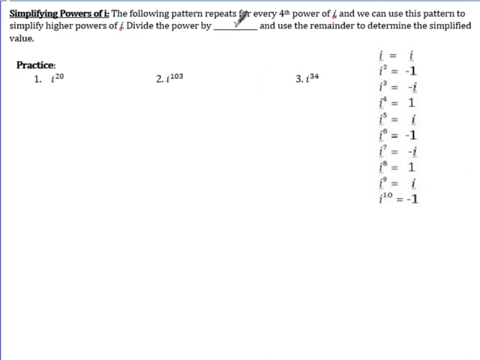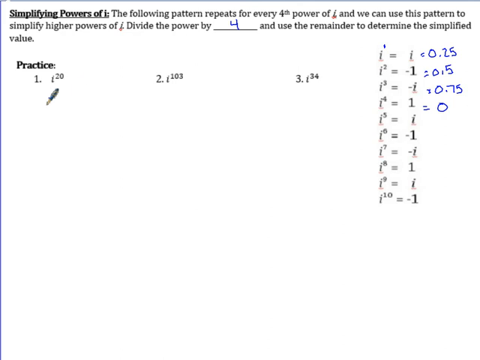So the process is we're going to divide the power, the exponent, by 4, and then we're going to use the remainder. So this is i to the first power. If I did 1 divided by 4, that would equal 0.25. What that means is any number that has a remainder of 0.25 is going to be equal to i. If I did 2 divided by 4, that would be 0.5. So anything that I divide and get 0.5 is equal to -1. 3 divided by 4 would be 0.75. So anything with 0.75 as a remainder is going to be equal to -i. And then 4 divided by 4, of course, would be 1. So anything with no remainder, anything that's a whole number, is going to be equal to 1.